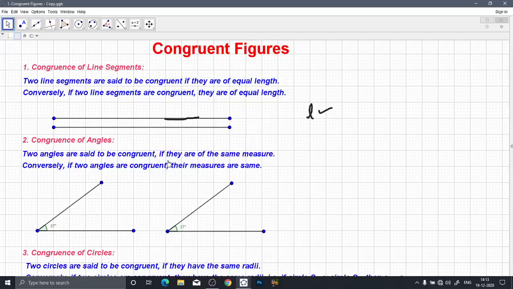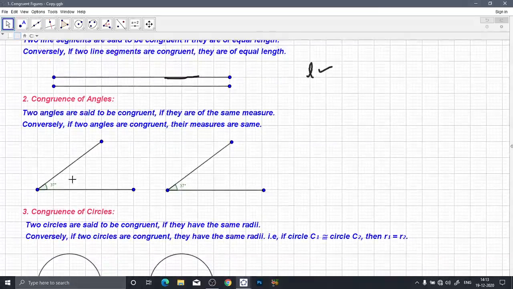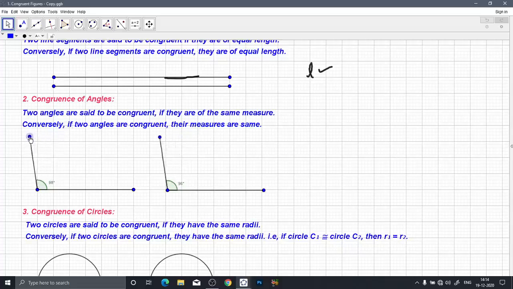Okay, next one, congruence of angles. Here, which one is the variable? Angle. The measure of the angle should be the same. If the measures of the two given angles are the same, then those two angles will be congruent angles. If I change this angle, the second angle also will change if they are congruent to each other.